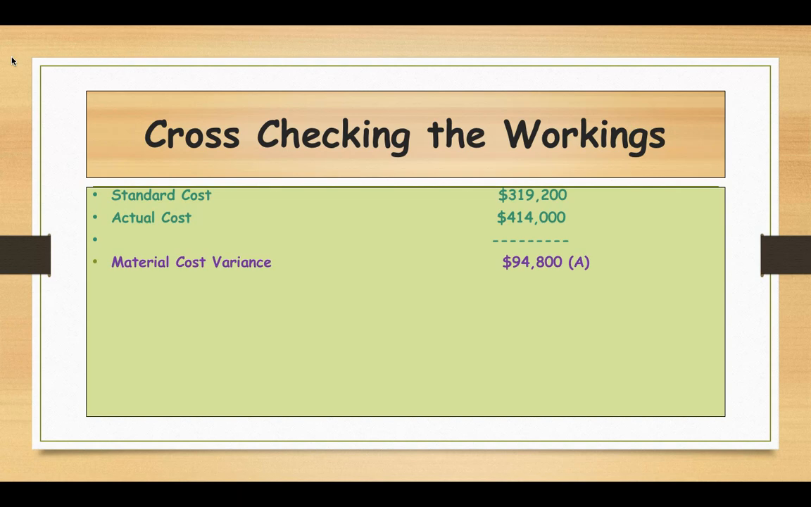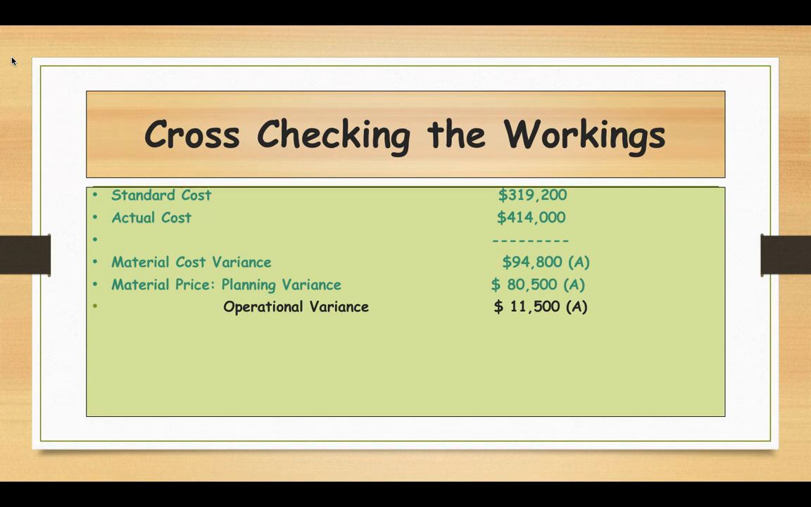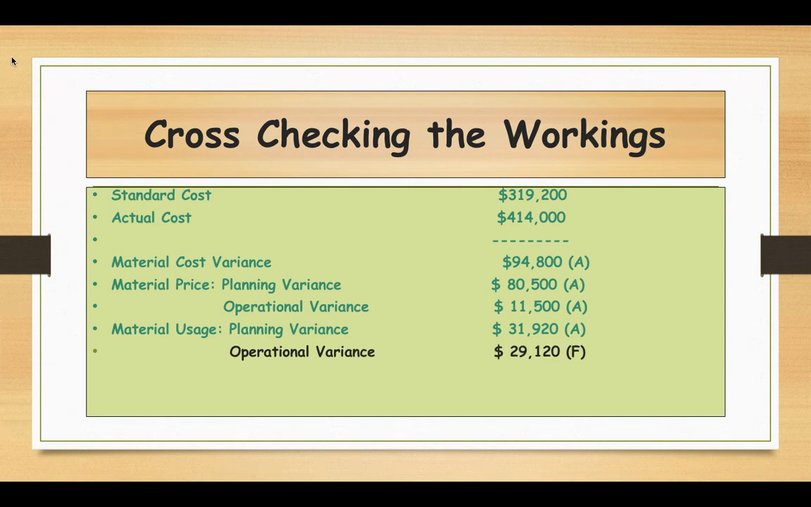Okay, so now we are going to add all the variances: the material price planning, price operational, usage planning and usage operational variances. So all the variances we have calculated, we are going to add. Material price planning variance is $80,500 adverse. Material price operational variance is $11,500 adverse. Material usage planning variance is $31,920 adverse. And material usage operational variance is $29,120 favorable. So when we add all these variances, that should add up to $94,800 adverse. So our calculations are correct.